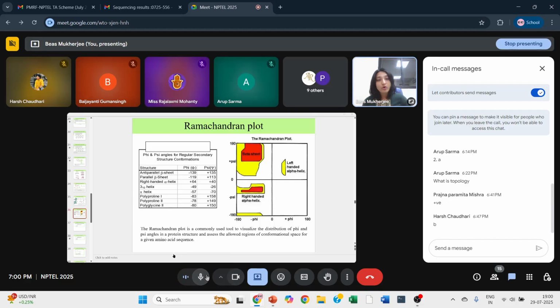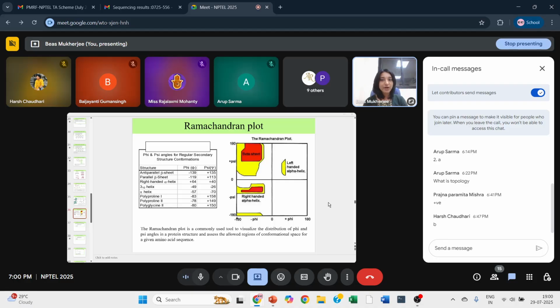Okay. So, Ramachandran plot is something that you have to understand properly, and you will have to remember the values a little. The Ramachandran plot is a commonly used tool to visualize the distribution of phi and psi angles in a protein structure and assess the allowed regions of conformational space for a given amino acid. Glycine is very highly flexible, and that is why it can be anywhere on the Ramachandran plot. It does not have a defined location. But the more rigid amino acids, for example proline, have a more restricted place in the Ramachandran plot.